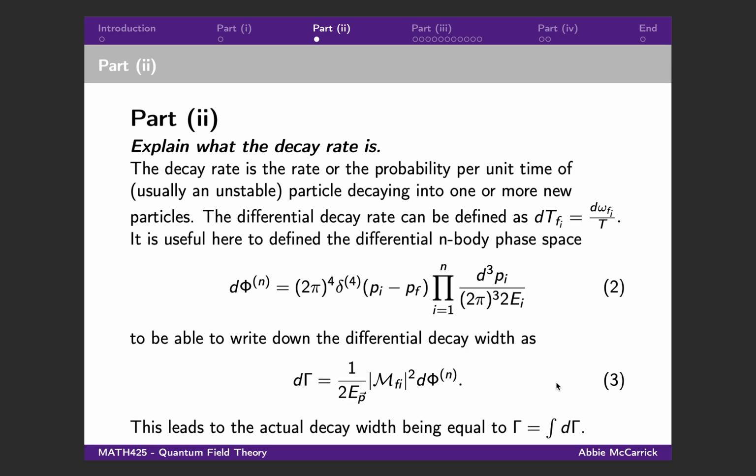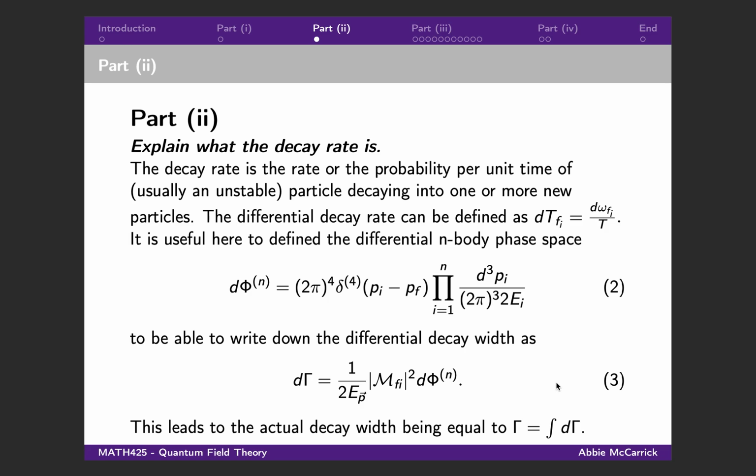It's useful here to define the differential n-body phase space, which would be d phi n in this case in equation 2. This allows us to write down the differential decay width as d gamma, where gamma is the decay width itself. We can then take the integral of this equation, equation 3 here, to find the decay width or decay rate on its own, gamma, which is our final answer for the calculation of decay rate, which we'll now be doing in part 3 to see how this all works.